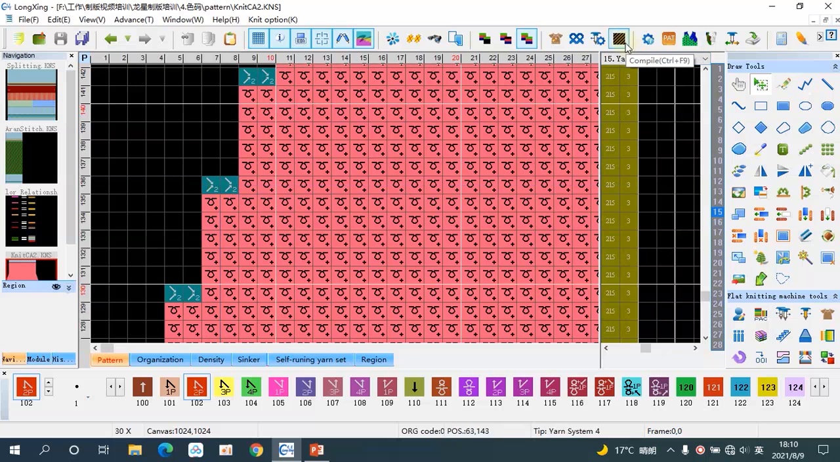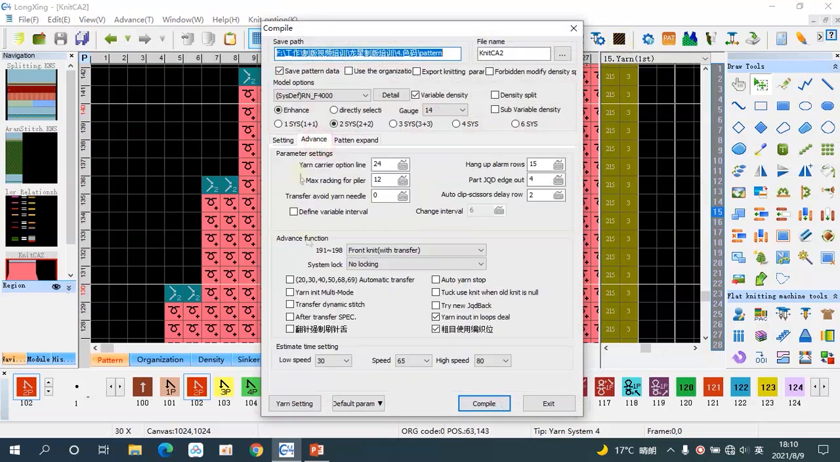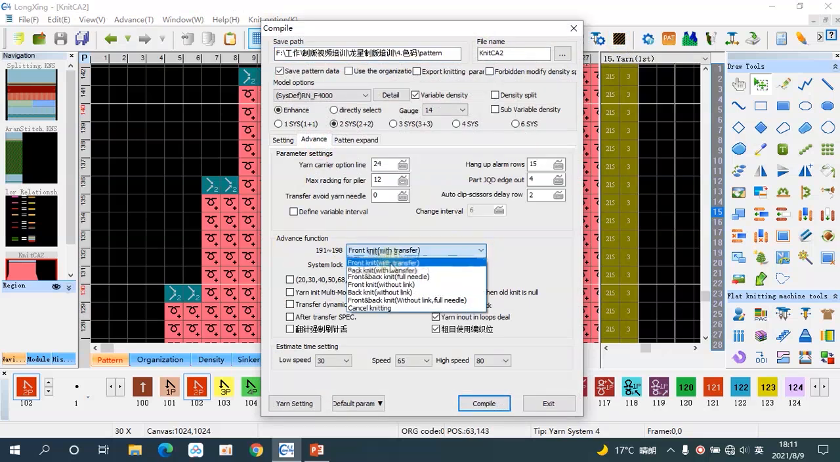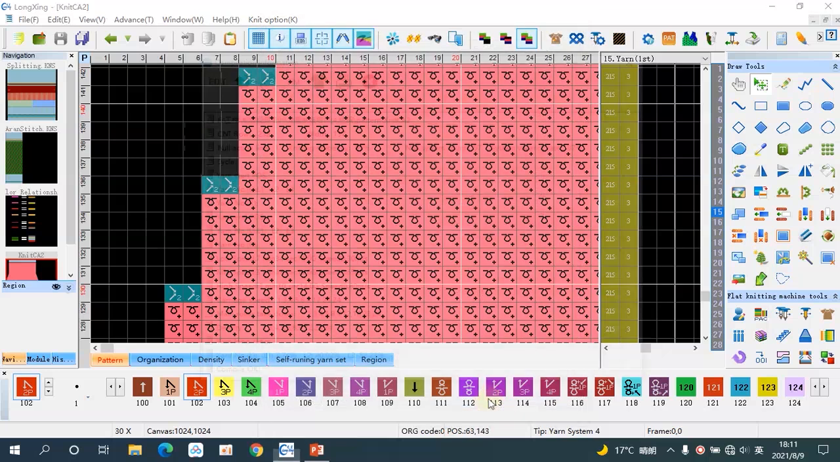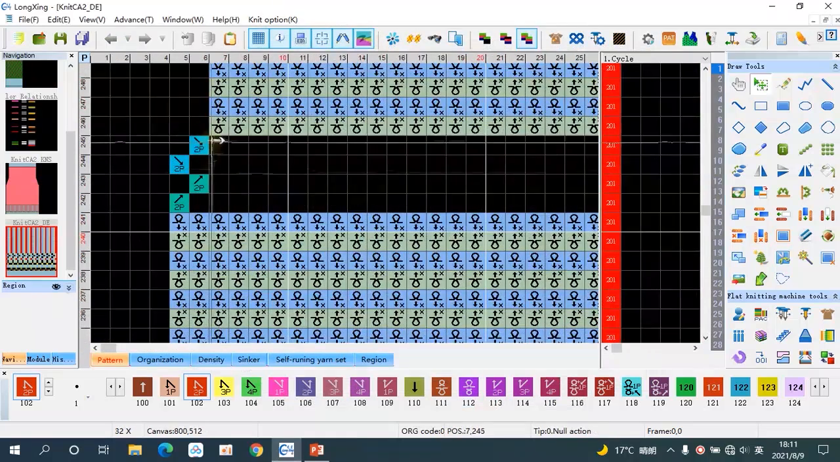We also can set some parameters. We click Compare, click Advanced. In there, now we can set. Click. Now you can see there are front knit with transfer, back knit with transfer, and so on. Now we choose front knit with transfer, then compare. Now you can see the action is like this.